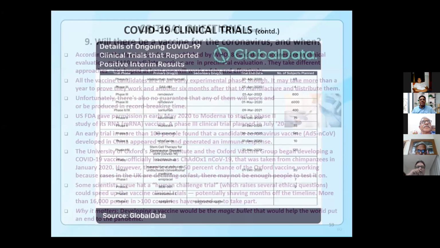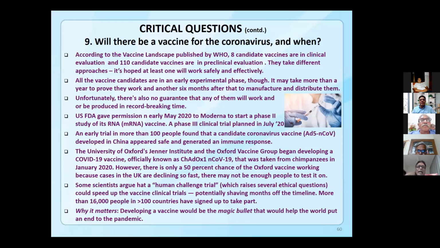So we have today a number of vaccine candidates. WHO has actually published what's called a vaccine landscape. There are 8 candidate vaccines in clinical evaluation. 110 candidates are in what is called preclinical evaluation. And it's hoped that at least one will work safely out of all these 118 candidates. But please remember, they're all in an early experimental phase.